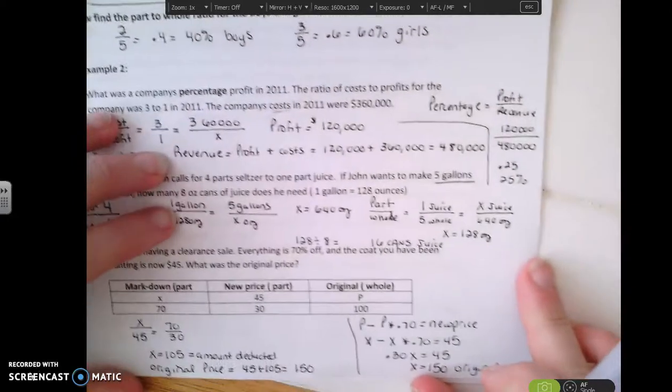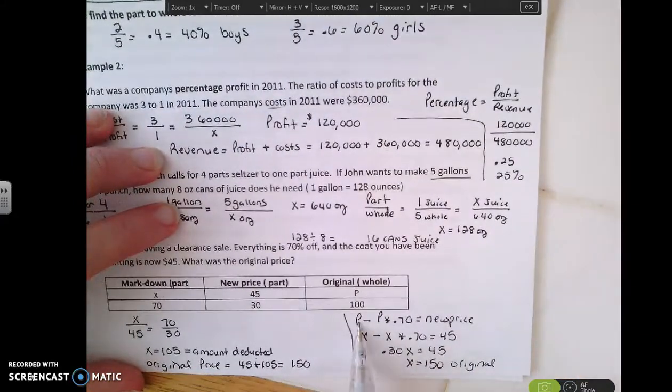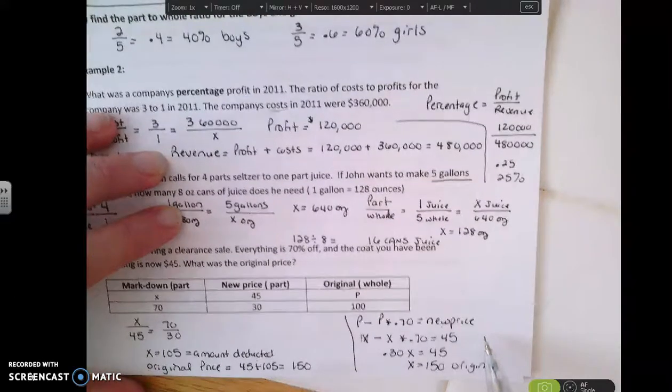If we look back at what we did earlier, you've got the price minus the discount, which is price times 0.70, gives you the new price. Well, we don't know what the original price was, so X minus X times 0.70 equals $45. And then this is 1 minus 0.7 is 0.3. And so I'd get X is $150 original. So these are two different ways to think about it. I personally like the idea with the new price, but that's your choice.